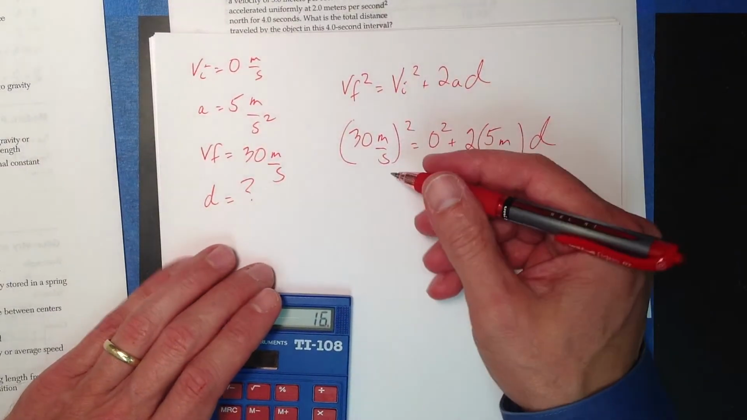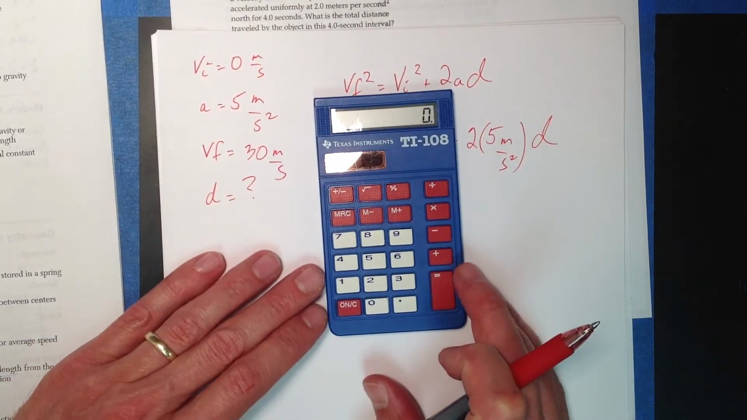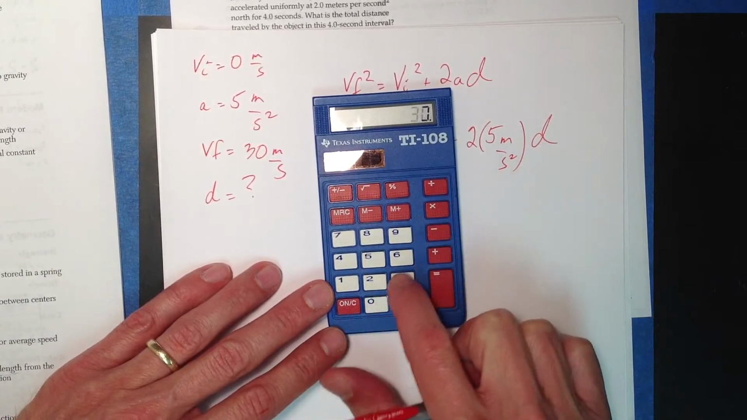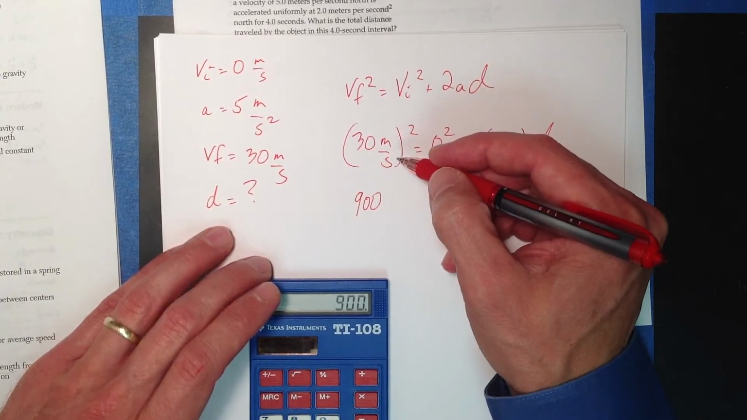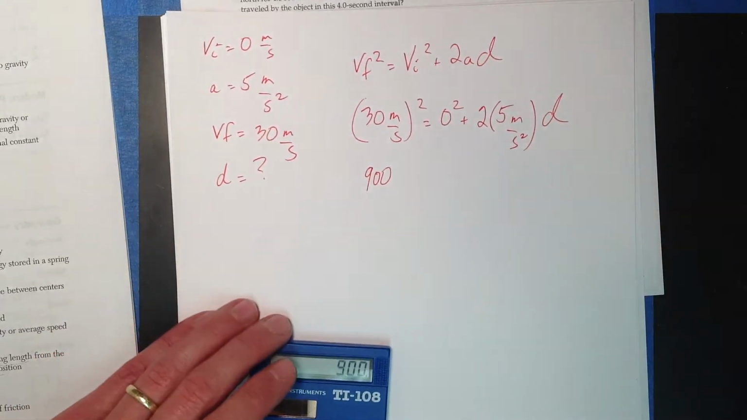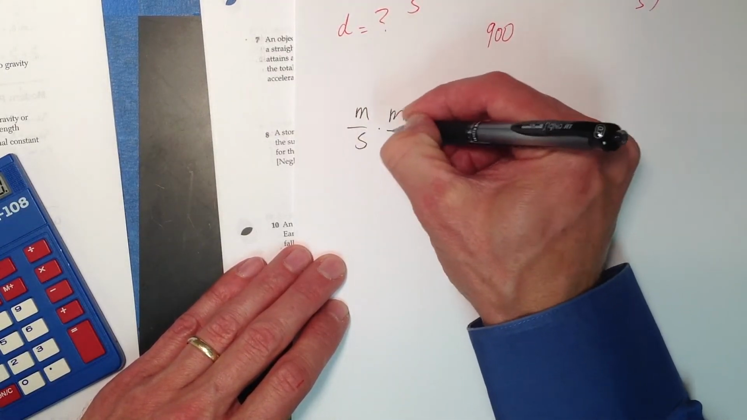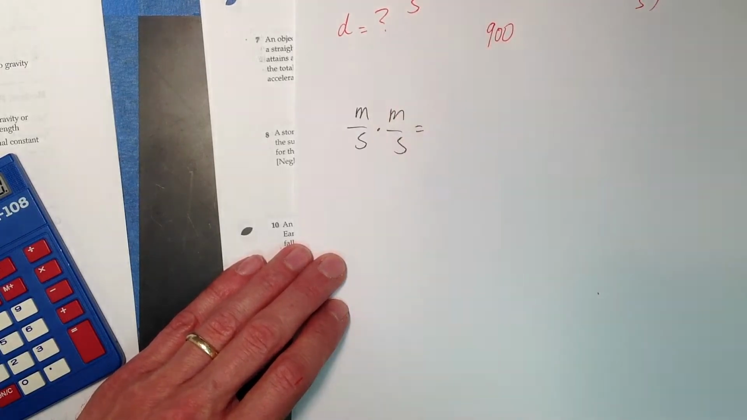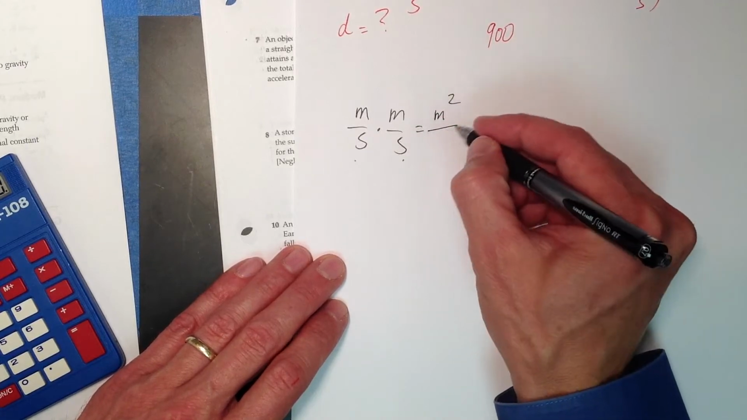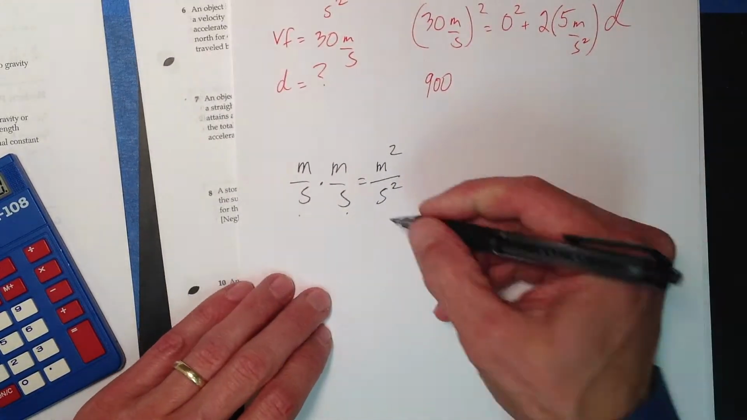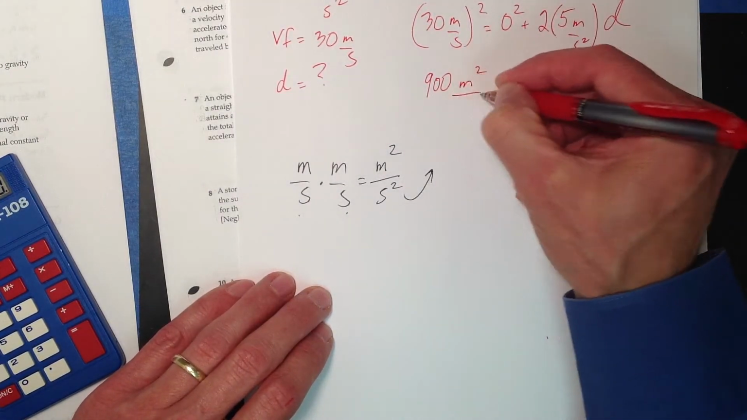Okay, 30 meters per second squared. So 30 squared, and I don't have a button to square it on here, so I just do 30 times 30 is 900. That number is 900, and then meters per second squared is going to give you this. Let me just do a little on the side here. I'll just do meters per second times meters per second. Meters times meters is meters squared. Seconds times seconds is seconds squared. And that may seem weird to you, but that's going to give you your units right there. And this is why we did all that unit stuff at the beginning of the year.